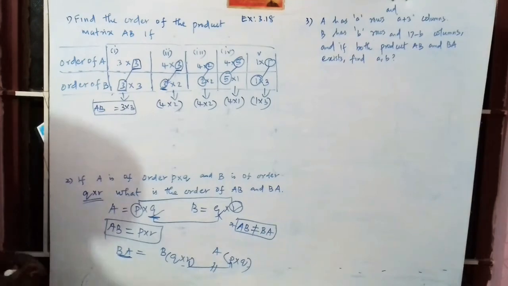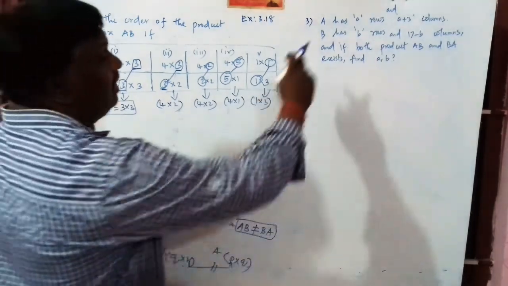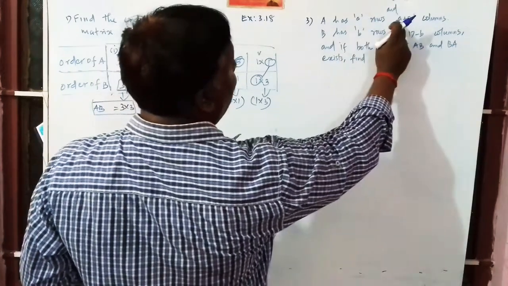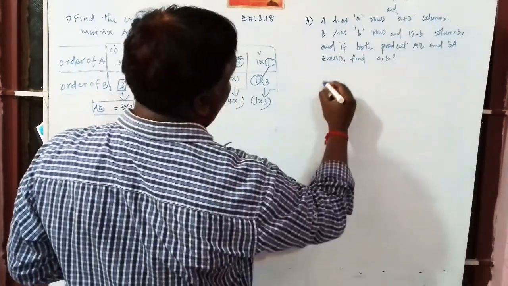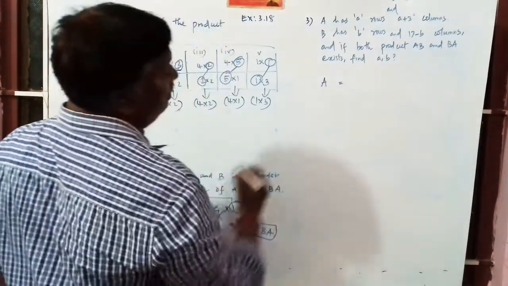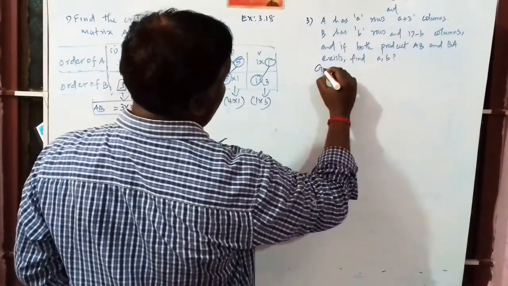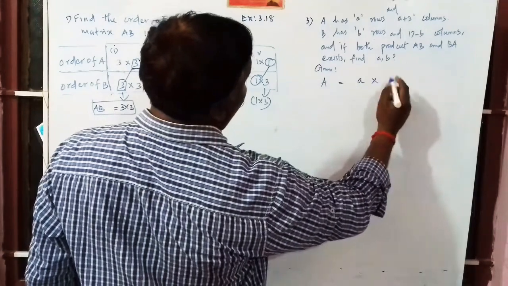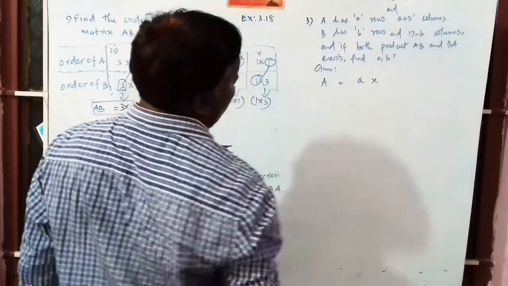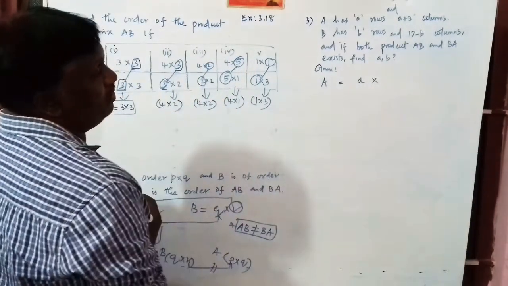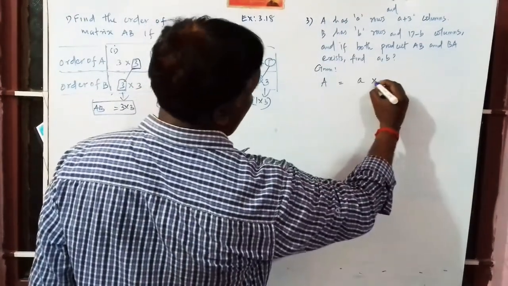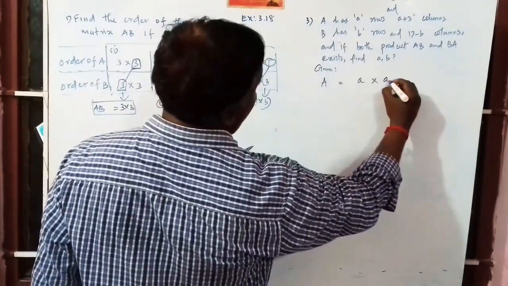Okay, question number 3. Capital A is a matrix. A has a rows and a plus 3 columns. And B has order a plus 3 columns.